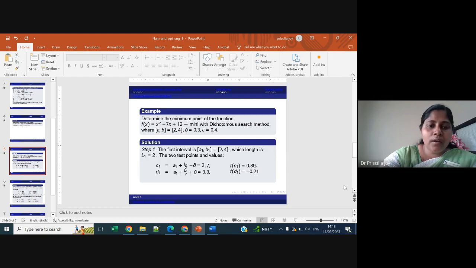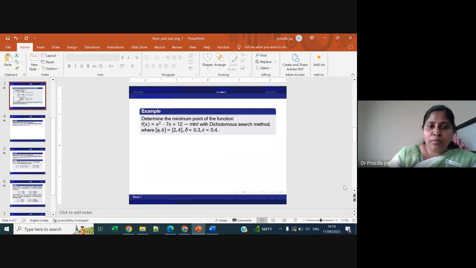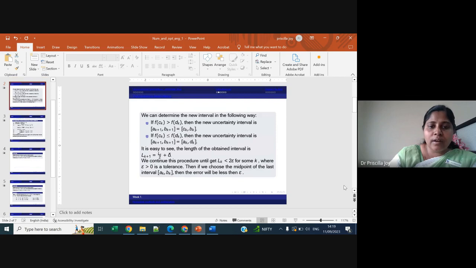Any doubt, ma? Okay. So the L1 value was 2. Now what we are supposed to do, we need to consider the 2 test points which are there. So for which C1 we need to find. So what is the method which we will be adopting for C1? So already we have been given a particular set of procedures there, right?